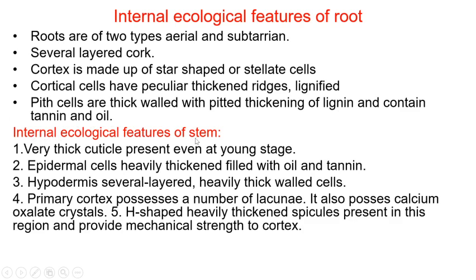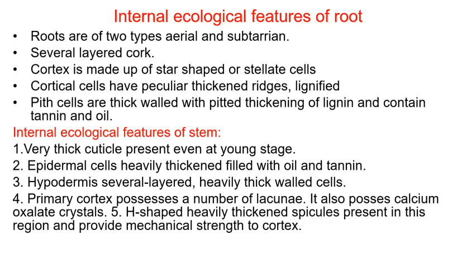Internal ecological features of stems: a very thick cuticle is present even at the young stage. Epidermal cells are heavily thickened, filled with oil and tannin. The hypodermis is several layered, with heavily thick-walled cells. The primary cortex possesses a number of lacunae. It also possesses calcium oxalate crystals. And the fifth character is capital S-shaped, heavily thickened spicules present in the cortical region, providing mechanical strength to the cortex.